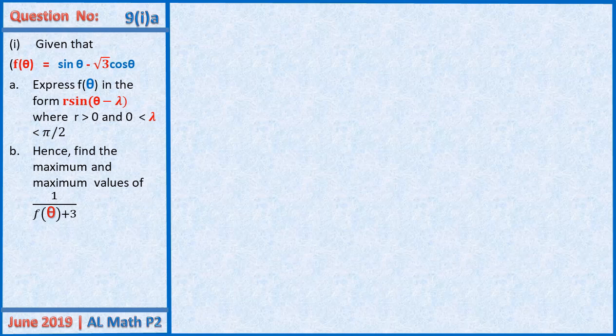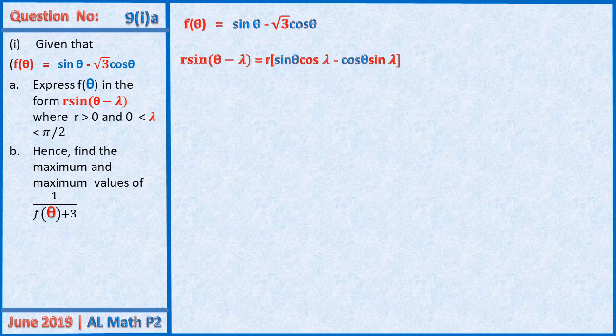Given that f(theta) is equal to sin theta minus root 3 cos theta, express f(theta) in the form r sin(theta - lambda), where r is positive and lambda lies between 0 and pi on 2. So f(theta) is equal to sin theta minus root 3 cos theta is identical to r(sin theta cos lambda - cos theta sin lambda). So when we open out the brackets, equating coefficients, we have r cos lambda to be 1 and r sin lambda to be equal to root 3.